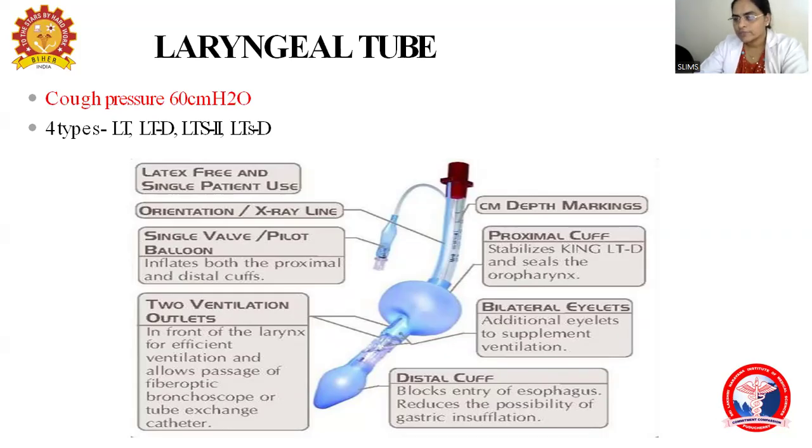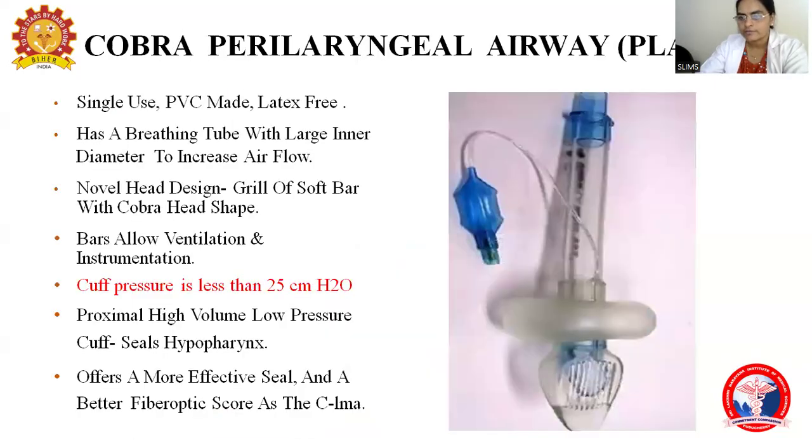And it is marked with centimeters so that you can know how deep it is inside there. The proximal cuff stabilizes it and seals the oropharynx. Bilateral eyelets supplement ventilation, and the distal cuff blocks the entry of the esophagus, reducing the possibility of gastric inflation. The two ventilation outlets in front of the larynx allow efficient ventilation and allow the passage of a fiber optic bronchoscope or the tube exchange catheter.